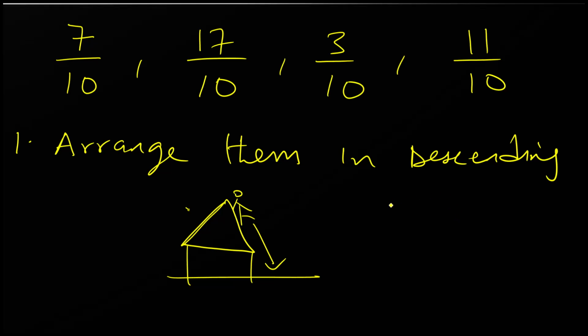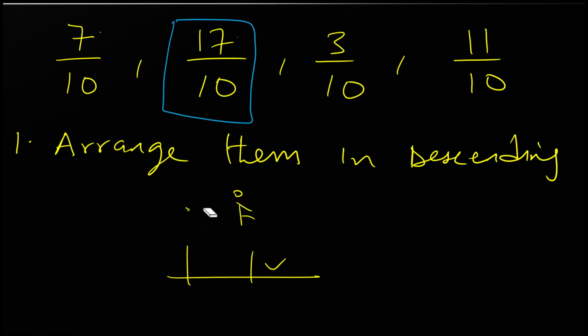All right, so let's use the same analogy. We said once the denominators are equal, we are free to go. We just use the numerators to judge. So we have 17, 7, 3, 11. Which one do you think is the highest among them? So we'll choose this one as our first fraction. So starting from the highest.